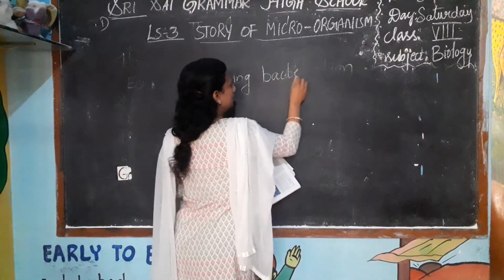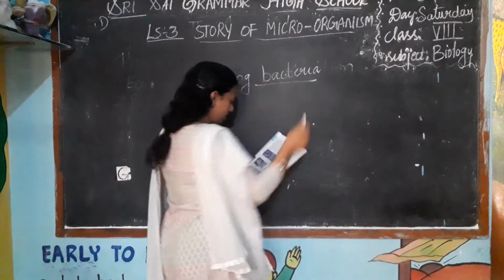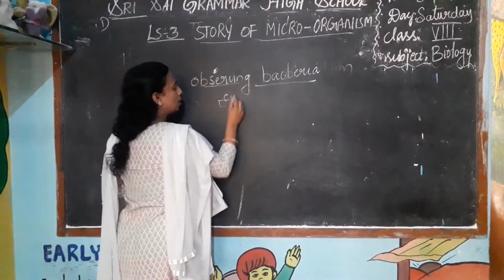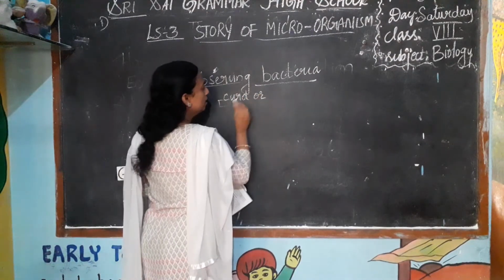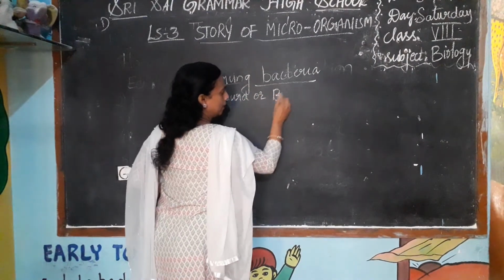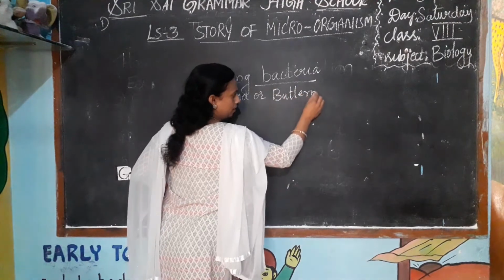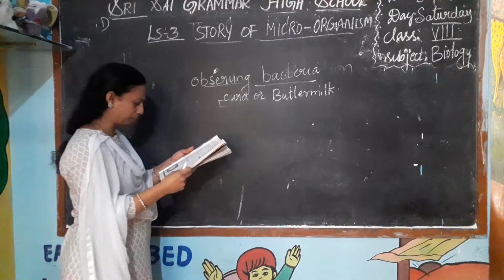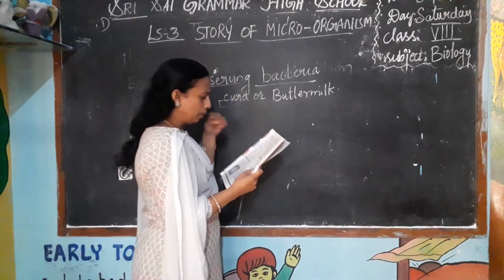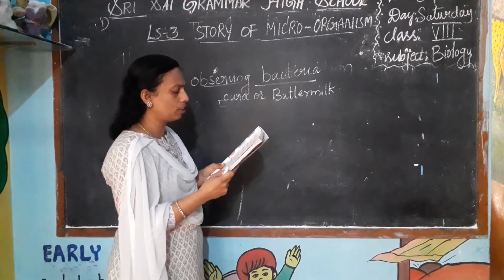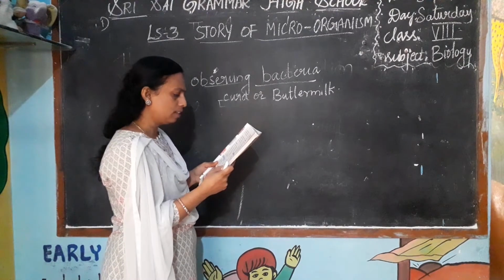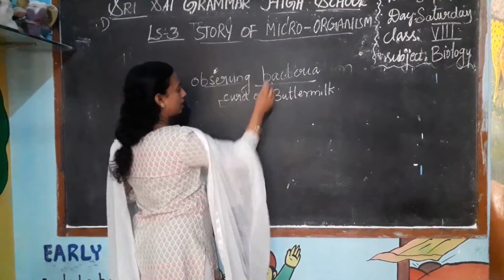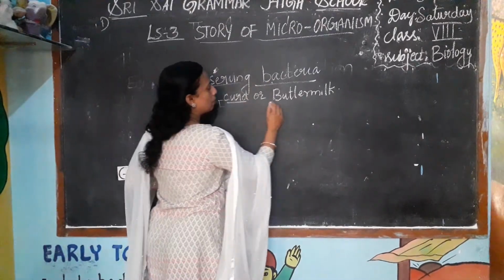Bacteria. See here. Take the sample. You can take the sample curd or the buttermilk. We can see the buttermilk or the curd, the early morning scraping of tongues. We can also find them in the soil, over the bark. Okay, where do you find this bacteria? You can find the bacteria in the curd or the buttermilk.